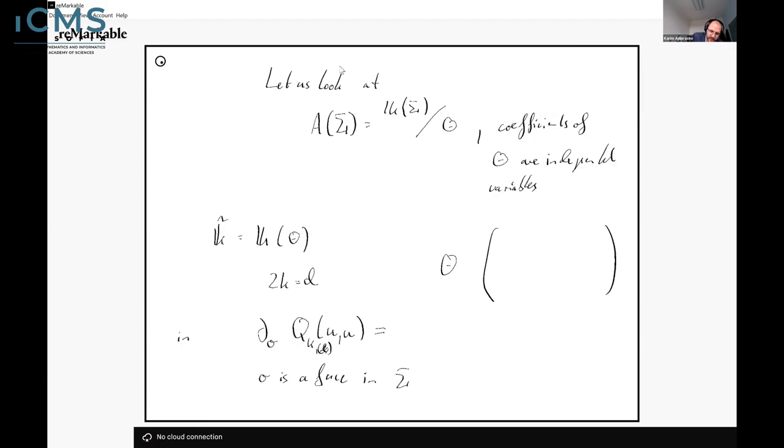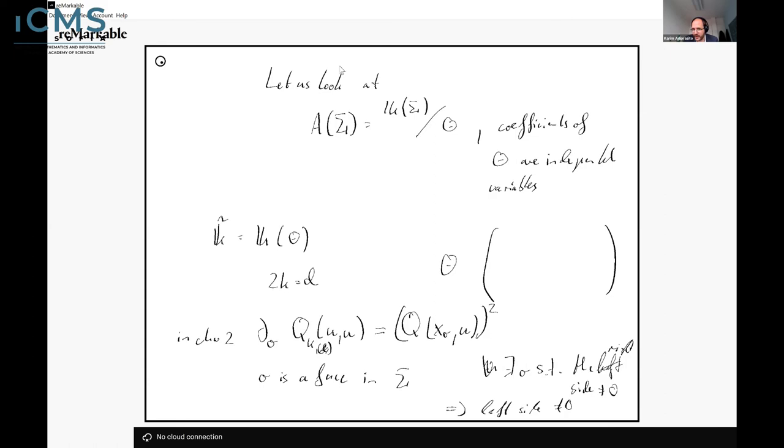So, in characteristic two, this is equal to Q of X sigma U squared. Okay, so that's all nice and good, but it turns out that there exists a sigma such that the left side is not equal to zero. This is just Poincaré duality, if you think about it. In particular, the left side is not equal to zero, and you're done. That's it. It kind of falls out of thin air.